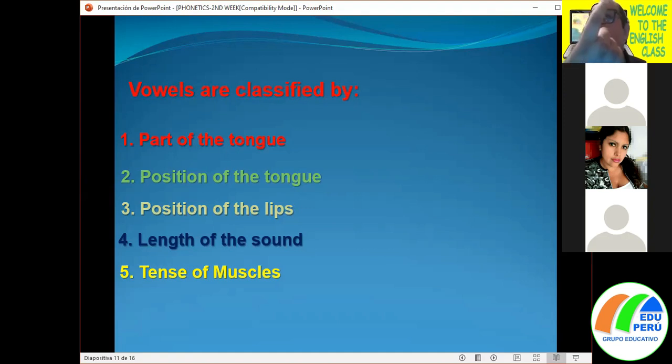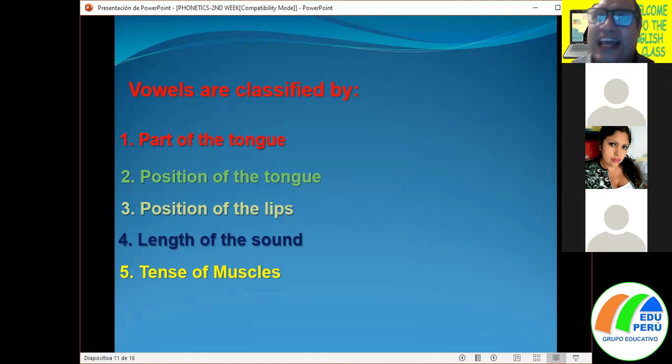Now, produce the other sound. E, E, E, E. Could you notice the difference in the muscle? In one of the vowels, the muscle is tense, and in the other one, the muscle is lax, relaxed. You don't feel any tension, all right? So here you have these five characteristics in order to classify vowel sounds, because some of them have certain similarities, but one or two characteristics are different, all right?